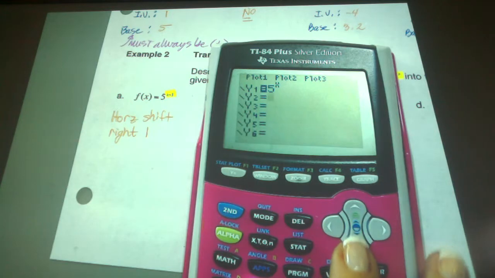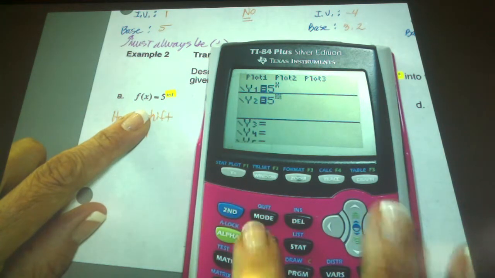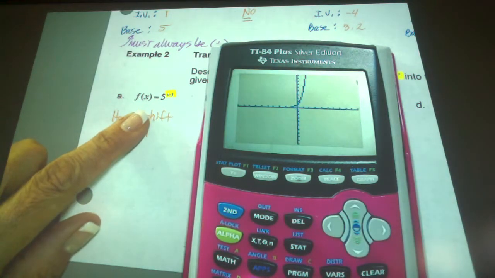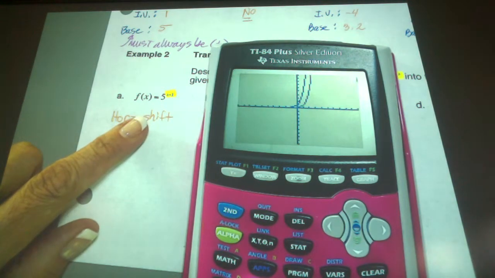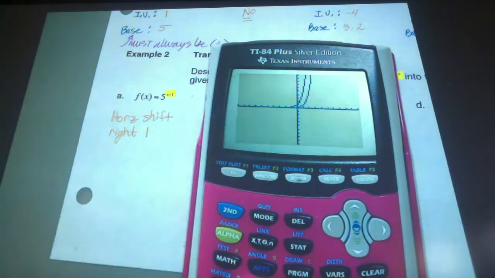I'm going to put the second graph right below so we can see the change of plane. So there's the first, there's the second. Didn't it get shifted to the right? It's the same shape, just shifted to the right. So our guess was true. Look at the second one.